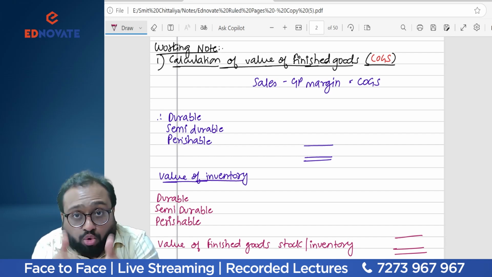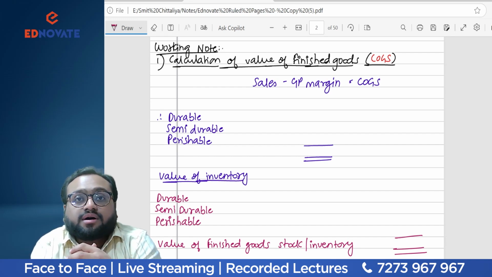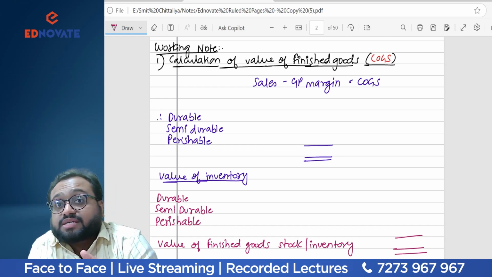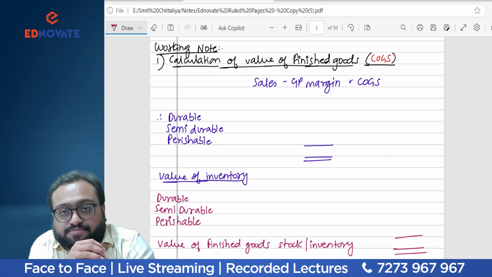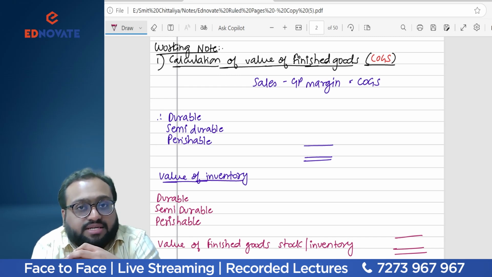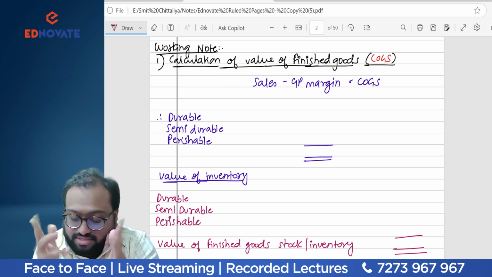Debtors are valued at total cost. Since we follow the cash cost system, if the question is asking you total cost basis, then the debtors will be valued at sales or selling price. This is how the quick revision is done. Am I right? Yes, students.